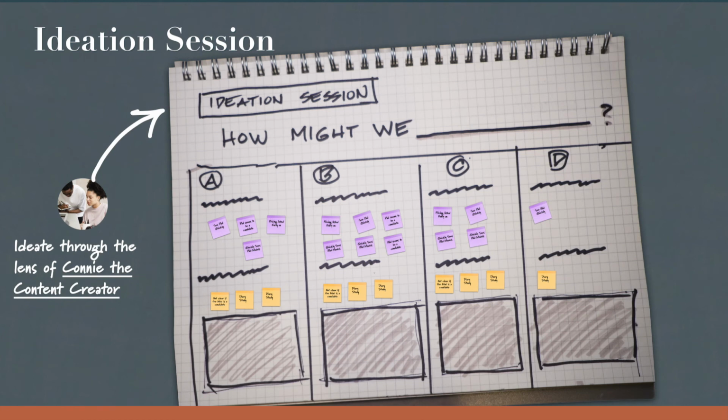Okay. And if you're doing an ideation session, I would say the best way to generate ideas is to really narrow your ideas. And if you can narrow your ideas through the lens of one person, such as Connie, the content creator, and you've got these 4 parts where you're going to try to generate ideas, whether they be new ideas for doing something, or even generating pain points through the lens of Connie, the content creator.